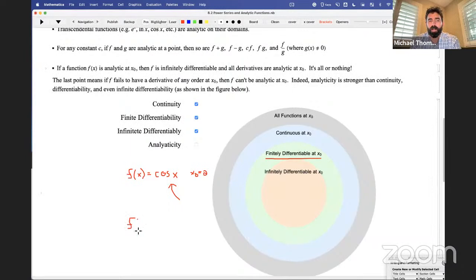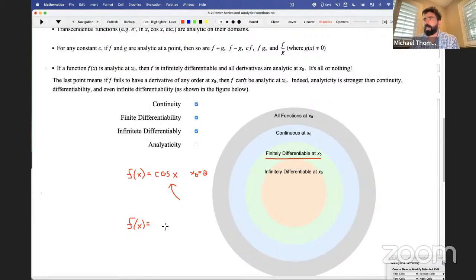Like the infinitely differentiable ones would be the trig functions and log functions, right? That would be the only ones that are really infinitely differentiable. Yeah, a lot of functions are, but even polynomial functions are infinitely differentiable. For example, let's say x squared, it's a polynomial, right?